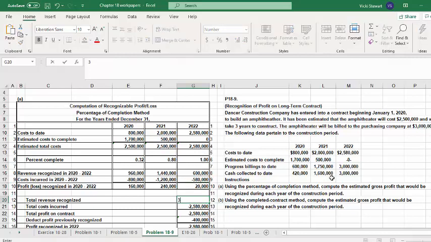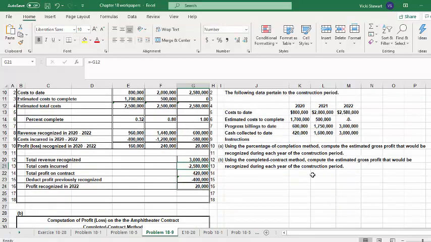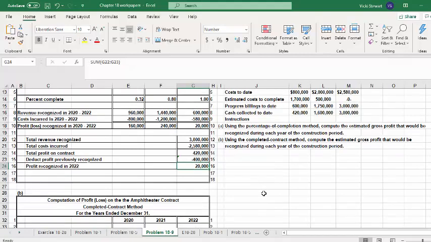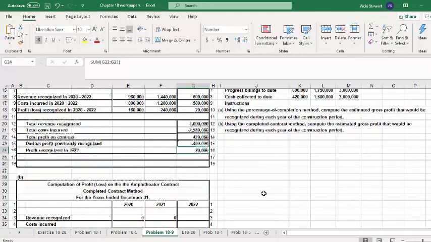So we recognized over the 3 years all of the revenue of $3 million. The total costs that we incurred were the $2,580,000. So the total profit on the contract was $420,000. We had already recognized $400,000 of gross profit in the 2 previous years. So the gross profit recognized again would be $20,000 in 2022.